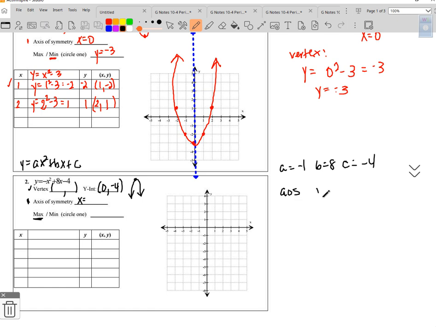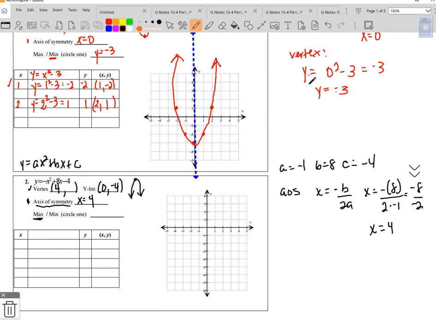So axis of symmetry, x equals the opposite of b over 2a. So x equals the opposite of b, which is positive 8, divided by 2 times negative 1, because that's what a is. Negative 8 over negative 2, and now we know our axis of symmetry simplifies to positive 4. X equals 4. It's got to be an equation, x equals. So plug that in here. This has to be the x-coordinate of our vertex. So we have half of our vertex.